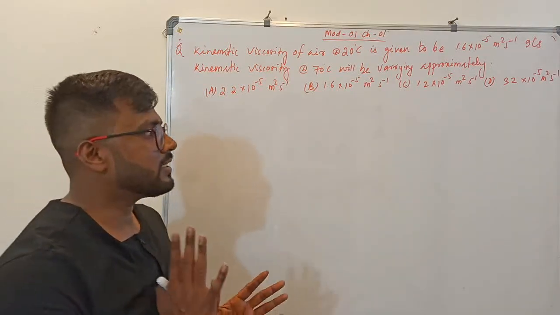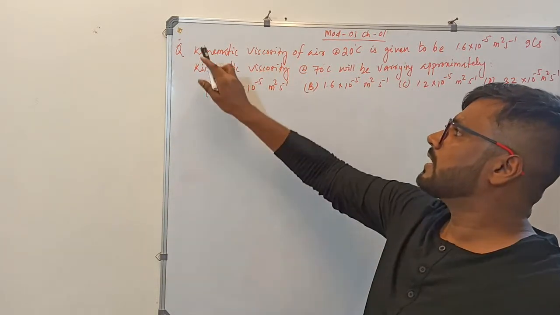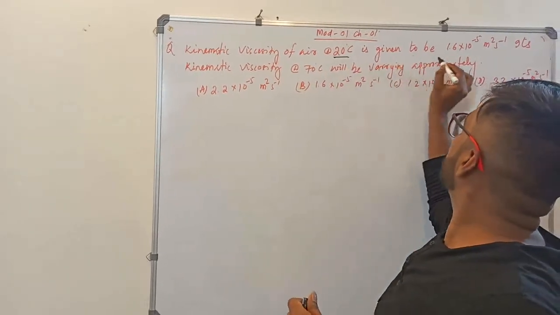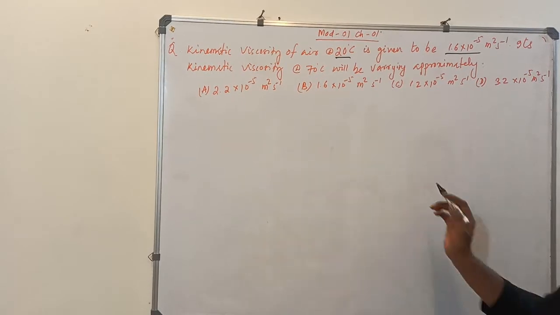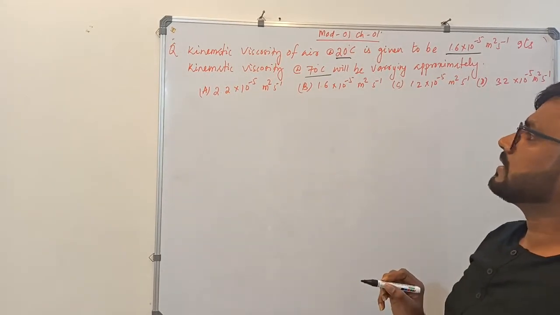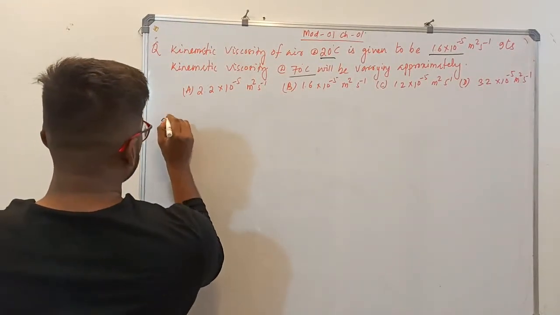This is one more interesting problem that came in GATE. The kinematic viscosity of air at 20 degrees Celsius is given to be 1.6 into 10 to the minus 5 meters square per second. What will be its kinematic viscosity if the temperature is increased to 70 degrees Celsius? They have asked. Now see, our mu is equal to what?